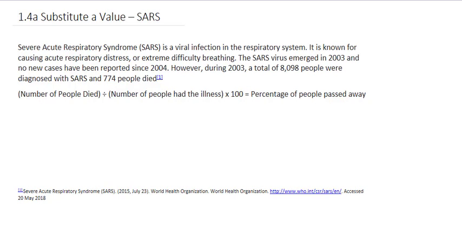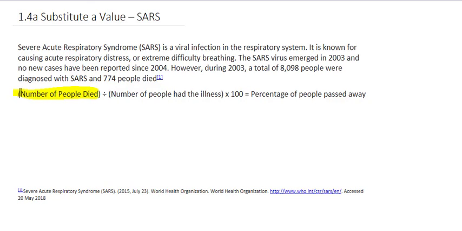Substituting a value. SARS. After the SARS epidemic had been contained, the spread of the illness had stopped, which means healthcare professionals combined all the data and information together in order to get a larger understanding of how the illness progressed, where it was found, how many people contracted the illness, and how many people passed away. When doing this, they used pre-existing formulas to help them process the information. So, for example, to determine the percentage of people who died as a result of the illness, they used this formula.